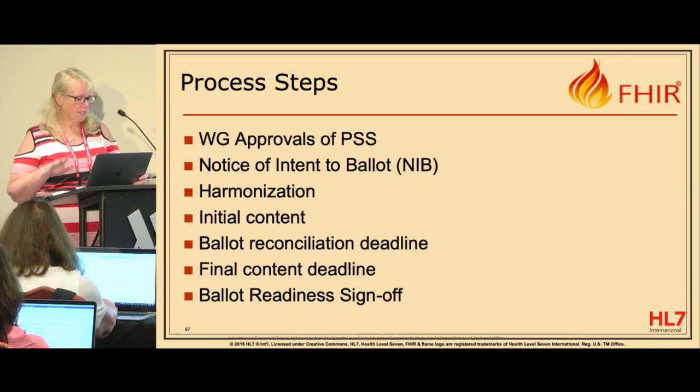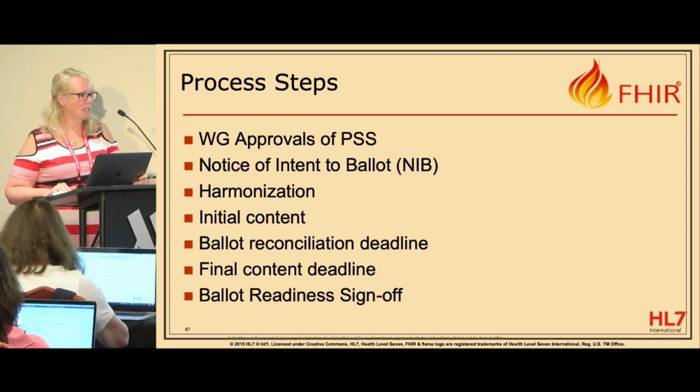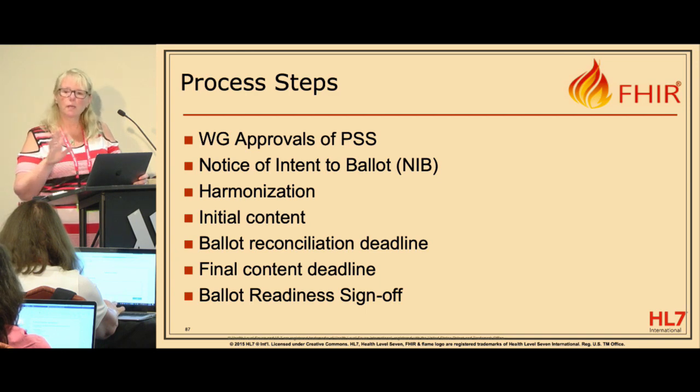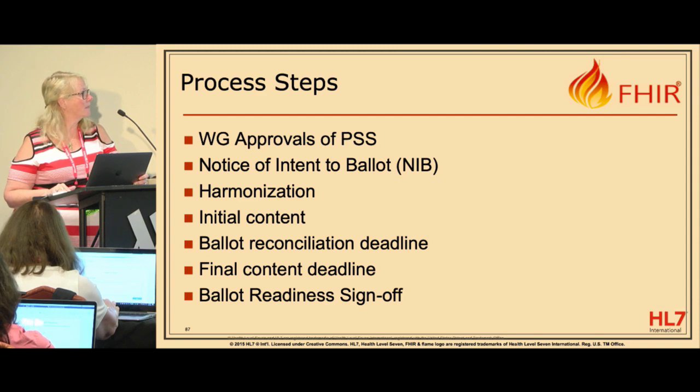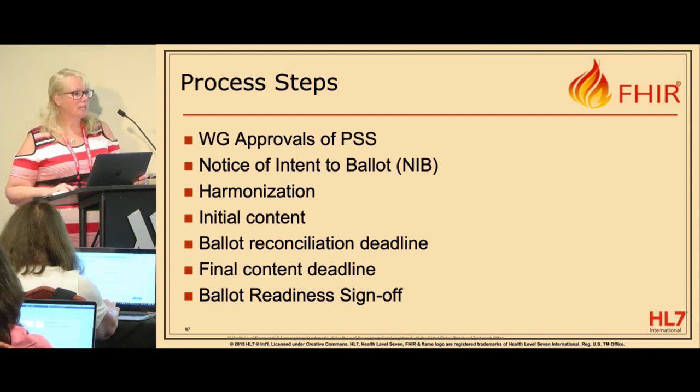Okay, so this is just a list of some of the process steps that exist. So a project scope statement gets generated through an HL7 work group. And so there needs to be approval of that project going forward. The way we work at HL7 is that every activity that you're doing within a work group needs to have a project around it. And it goes through an approval process through the work groups, through the steering divisions, and up through the technical steering committee. So once that project scope statement's in place, work can start. If you plan to ballot, there is a notice of intent to ballot.